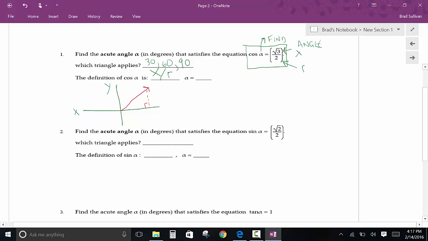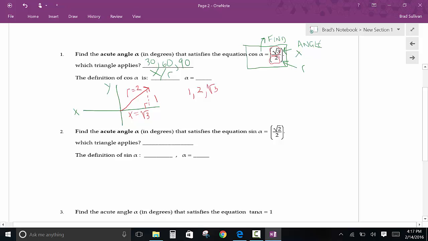Now, the cosine's x over r. That means I gave you x is square root of 3, so that will represent the base of that triangle. I gave you that the r value is 2, so that's going to represent the hypotenuse of that triangle. And then remember, we have a right triangle that has the sides 1, 2, square root of 3. So that means that this side is going to be 1 like that.